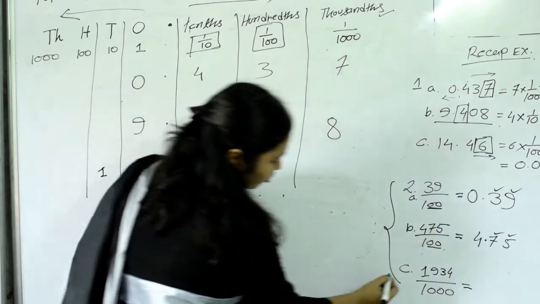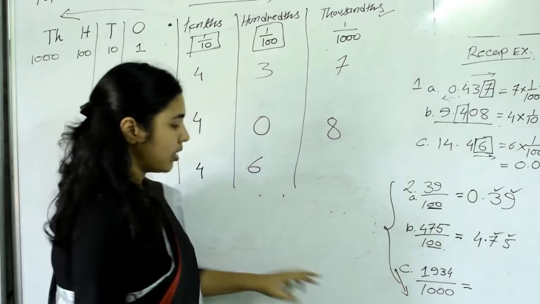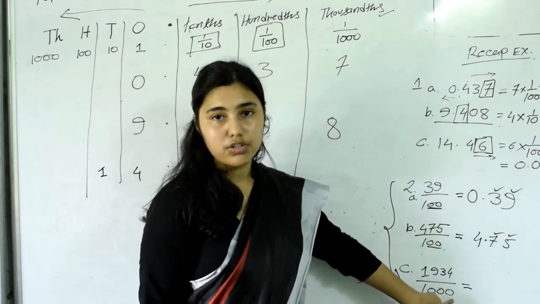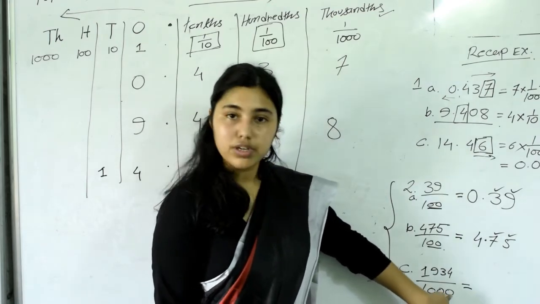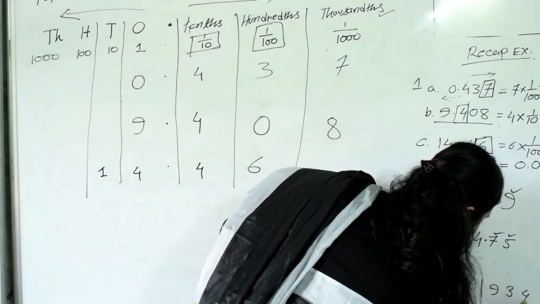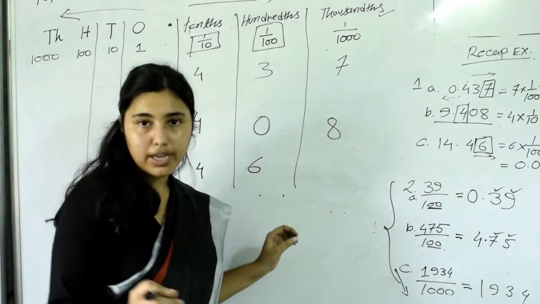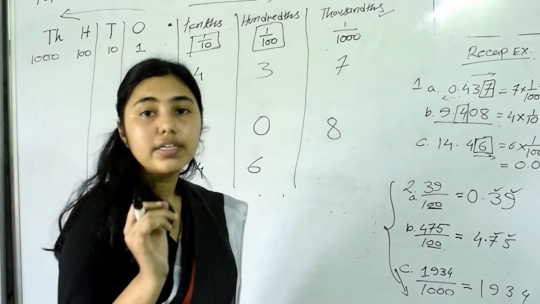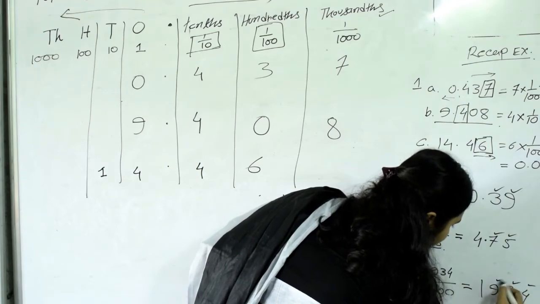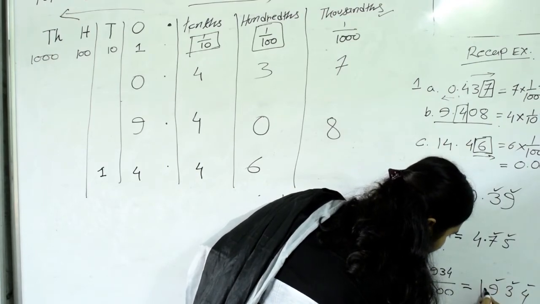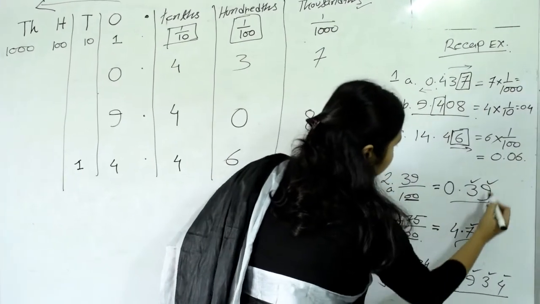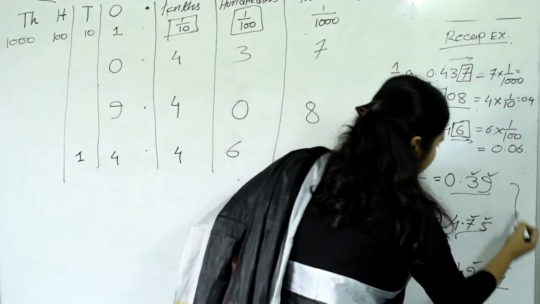And for the last one, here in the denominator 1 is followed by 3 zeros. How many? 3 zeros, right? Which means we have to insert this decimal point at 3 decimal places. So 1, 2, 3. So insert this decimal point here. So these are our answers.